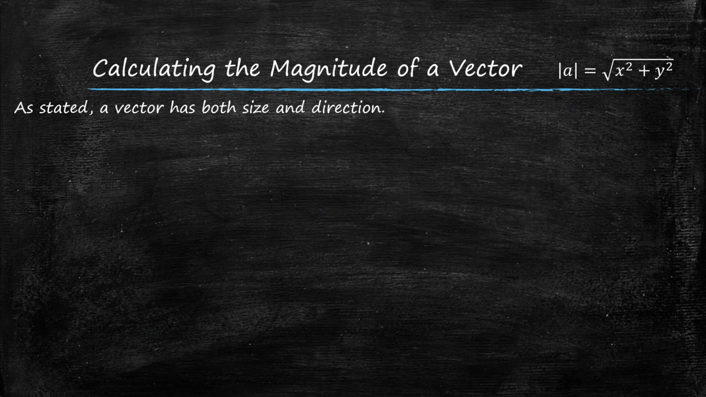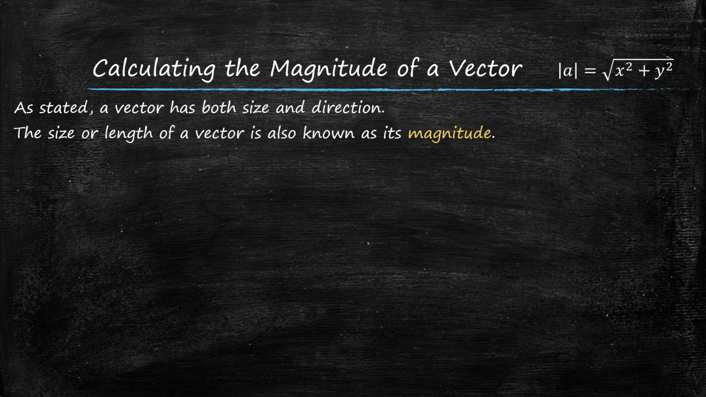The final item to cover in this topic is calculating the magnitude of a vector. As we stated earlier, a vector has both size and direction, and the size or length of a vector is also known as its magnitude. In mathematics, we show the magnitude of vector a as shown in yellow here. It's a with 2 bars around it, a bar to the left and a bar to the right, and this is vector magnitude notation.